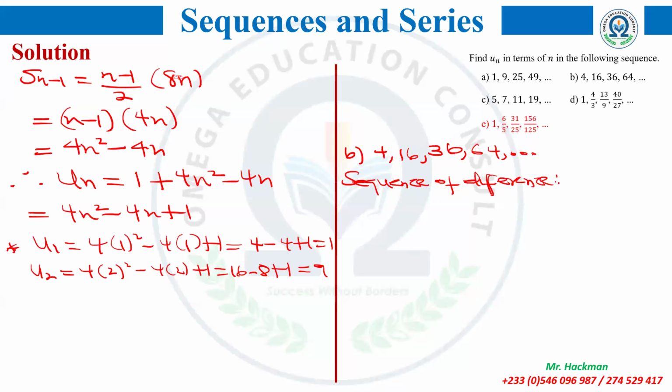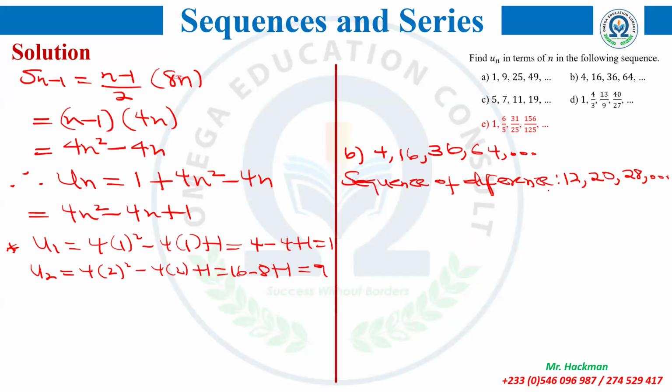Okay, and what will the sequence be? Find the first difference: 12. Okay, comma, your second difference: 20, comma, your third difference: 28, then comma, your ellipses. Is that clear? Once this is infinite, your sequence of difference will also be infinite.